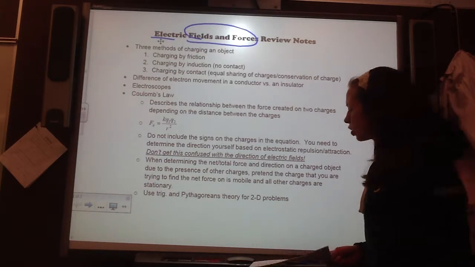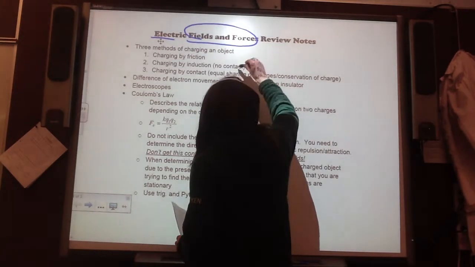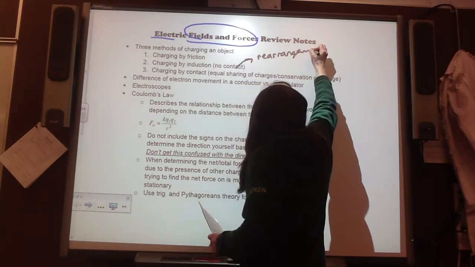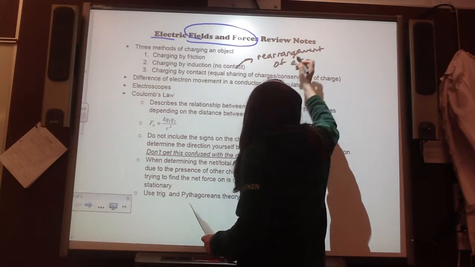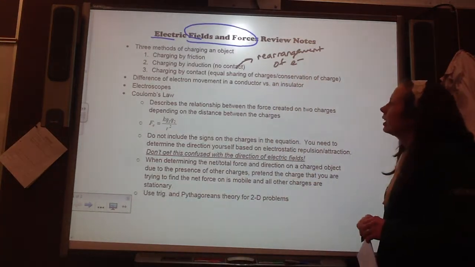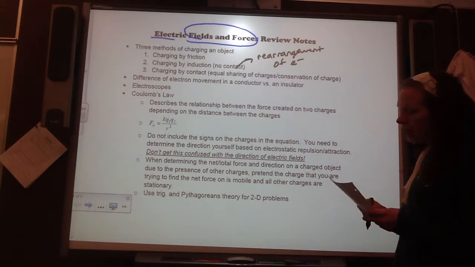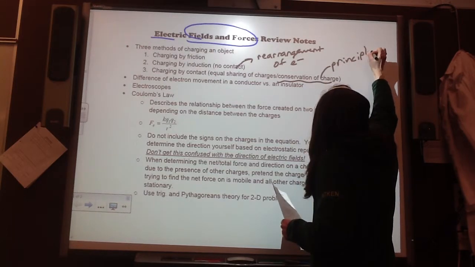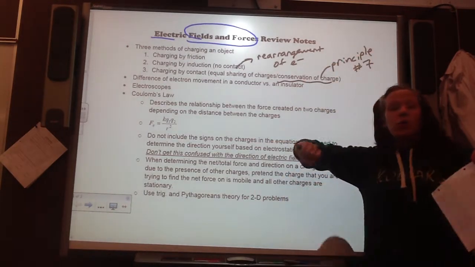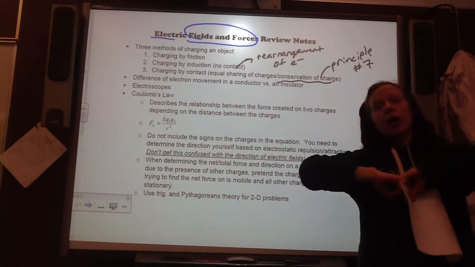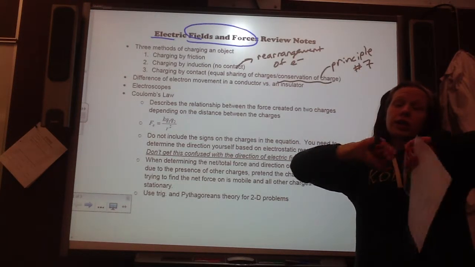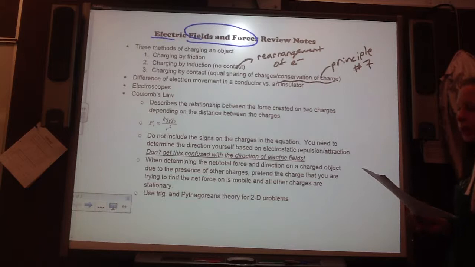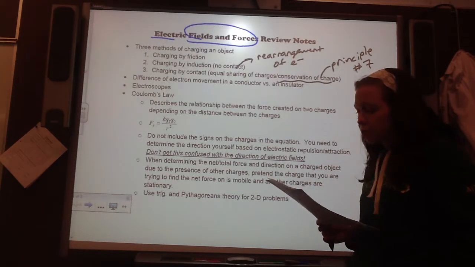We could also charge by induction. There's no contact with that though. With these we just have a rearrangement of electrons. Charging by contact is where we have equal sharing of charges, and that's the conservation of charge, which is principle number 7. So if two charged objects touch, then they transfer their charge of electrons so that they have balanced charges. That's principle number 7.